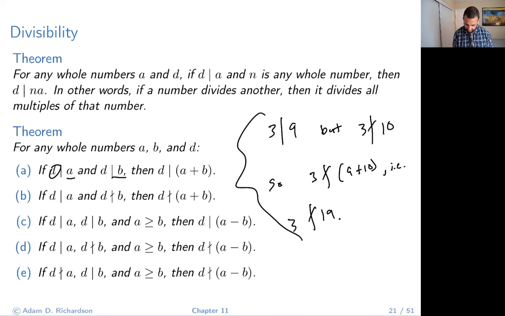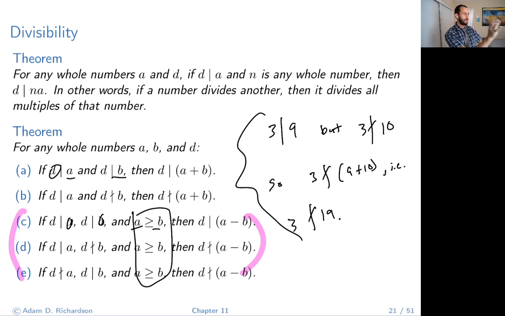Okay, this one is referring to differences. In fact, the last 3 all refer to differences. And this one says if D divides a number and it divides another one, and this is just to ensure that everything stays positive, A greater than or equal to B. You could almost forget about this part. It just means we want to stay in the positives. Like, okay, we don't want to deal with negatives right now, just positives.